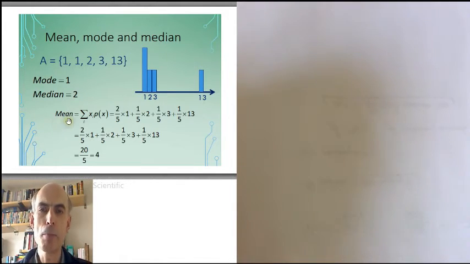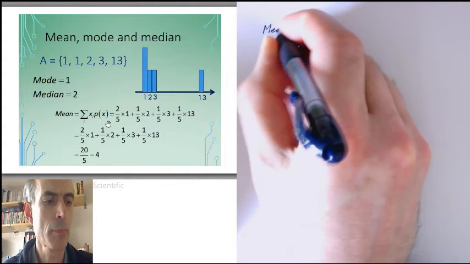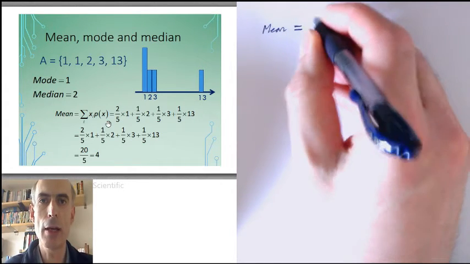The mean value is the most common form of average, and it's worked out with this formula here. What that says is, you take the sum over all possible values of a of the value of a times the probability of a taking that value. So in this case here, we've got the value of 1 times the probability that the value is 1, and that is 2/5. I could write it out like this. The mean is the sum of the probability of a having a value times that value.